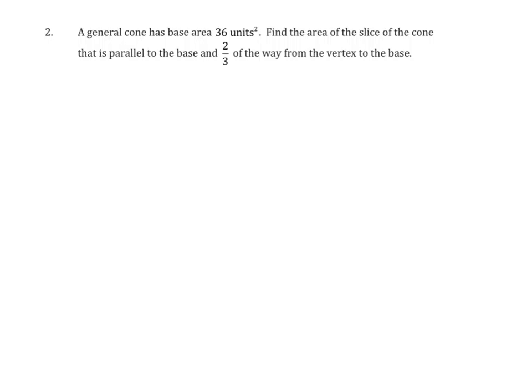Number 2, a general cone has a base area of 36 square units. Find the area of the slice of the cone that is parallel to the base and 2/3 of the way from the vertex to the base. The way in which we find the area of the slice of the cone that is parallel to the base is that we take the scale factor 2/3 and we square it and multiply that to the base area of the general cone, which is 36 square units.